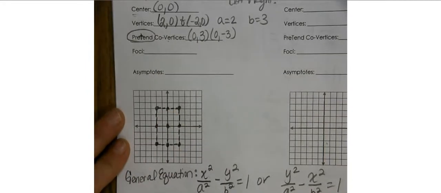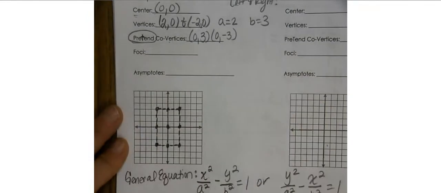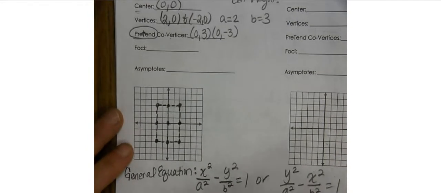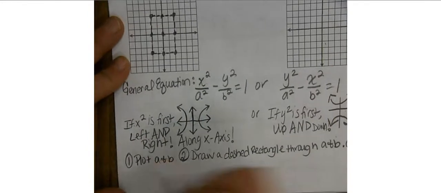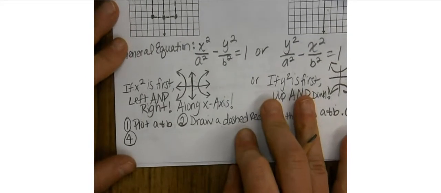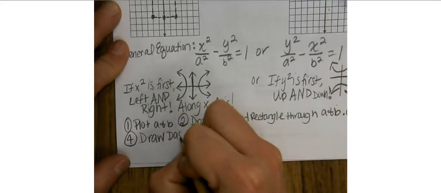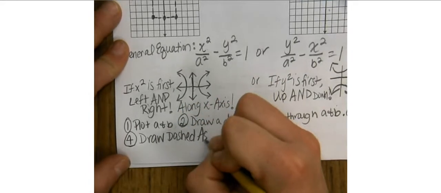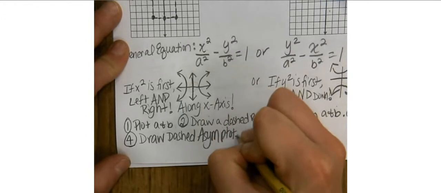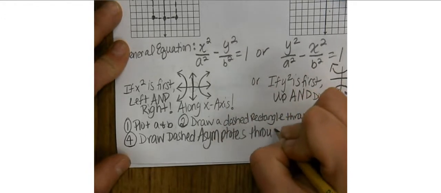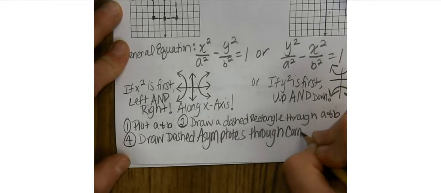Okay, so now what we're doing here, just to give you an idea, is trying to come up with our structure for our problems. We're just coming up with our structure. Step number 4: we're going to draw dashed asymptotes through the corners and 0, 0.